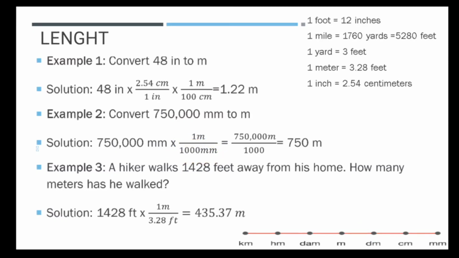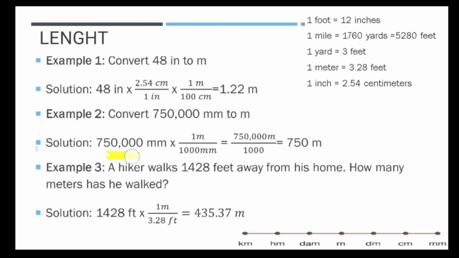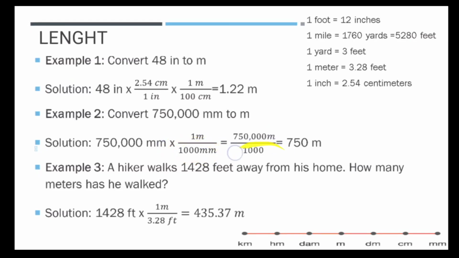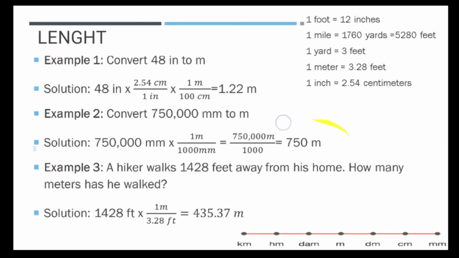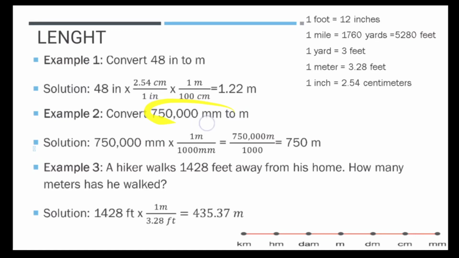So let's simplify. We can cancel or eliminate millimeters to obtain meters. Okay, so 750,000 times 1 is 750,000 meters. Then copy the denominator 1,000. So 750,000 meters divided by 1,000, we can eliminate 3 zeros. Therefore, the answer is 750 meters. Okay, so we can say that 750,000 millimeters is equal to 750 meters.